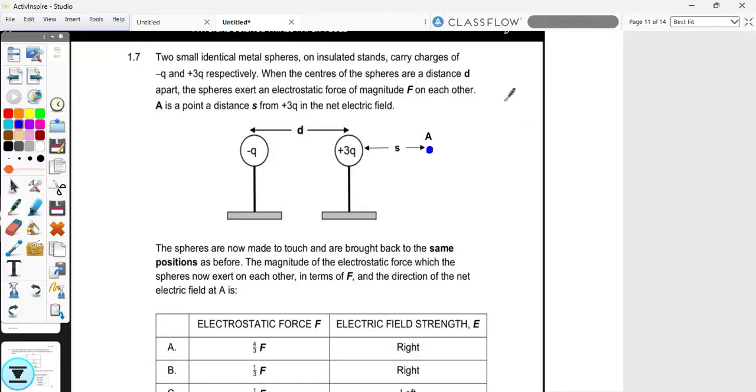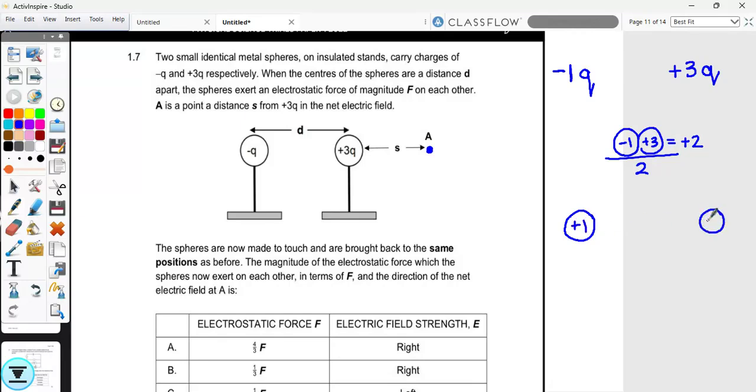So that's that very first thing in the electrostatic fields section, where you have to be able to share the charge. So if this one is minus 1Q, and this one is plus 3Q, when they touch, they're going to share that, remember. So we're going to have minus 1 plus 3, and then we're going to divide that by 2. Minus 1 plus 3, we end up with plus 2. Divide by 2, so that means this one is now plus 1, and this one is now also plus 1. You're happy with me up to there?